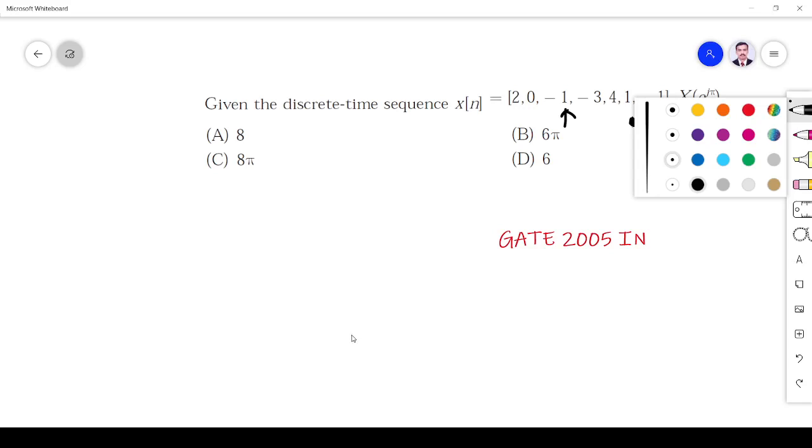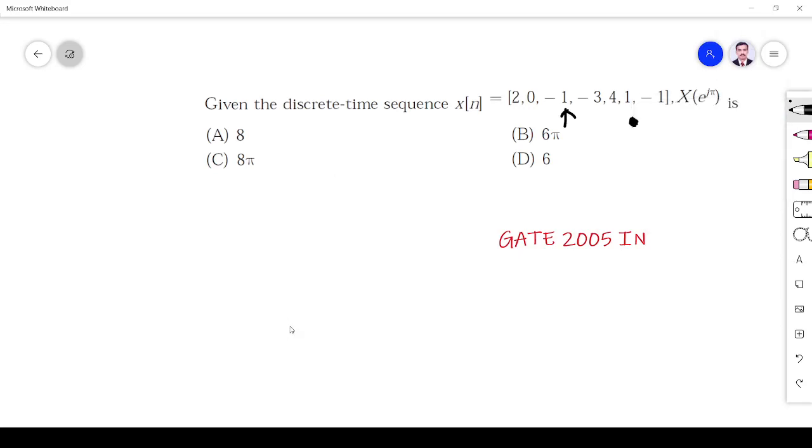Hi friends, in this video let us solve the signal system related question asked in GATE 2005 instrumentation paper. The question is: given the discrete time sequence x of n equal to 2, 0, minus 1, minus 3, 4, 1, minus 1, what is X of e power j pi? What they have given is x of n equal to 2, 0, minus 1, minus 3, 4, 1, minus 1.